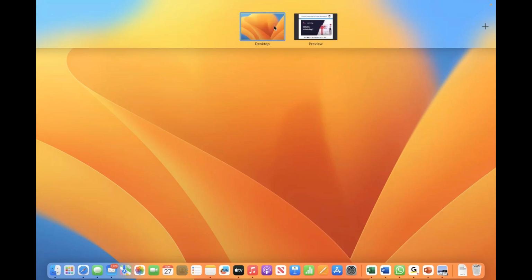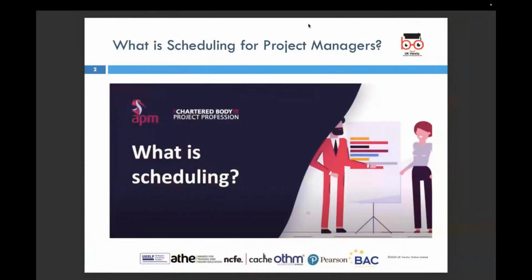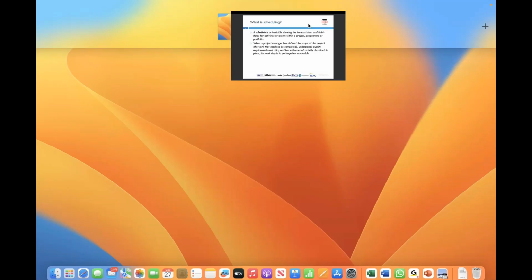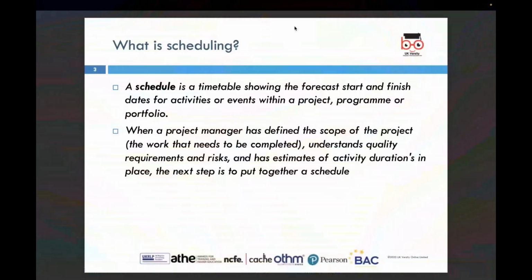Sorry about that. Yes. Now, what is scheduling? Now we are going to discuss an essential aspect of project management known as scheduling. Scheduling plays a crucial role in ensuring the successful execution of any project, program, or portfolio. So, what exactly is scheduling? Well, a schedule can be defined as a timetable that outlines the projected start and finish dates for various activities and events within the project.